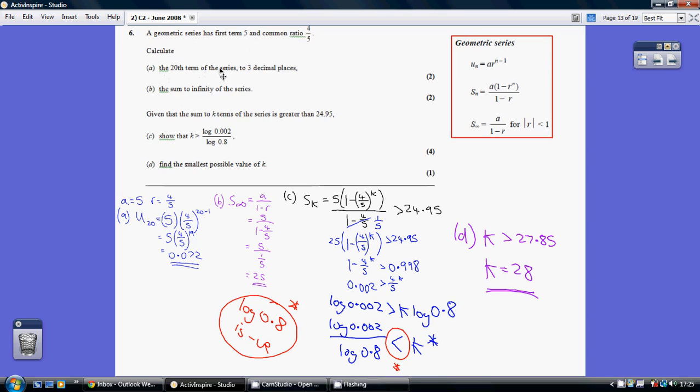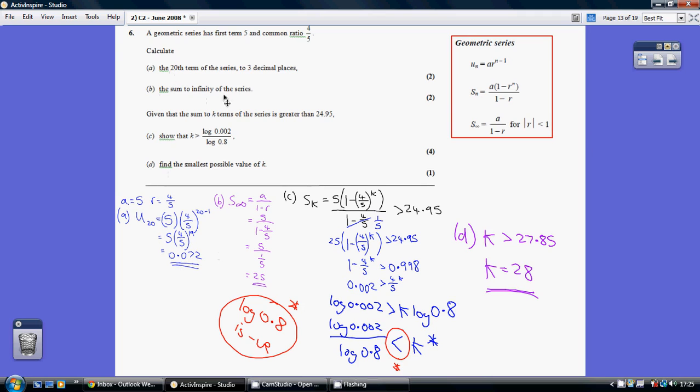We're being asked to work out the 20th term of the series, so we're using this formula which works out a specific term. So our 20th term is a, which is 5, multiplied by r, which is 4/5 or 0.8, to the power of n minus 1, so to the power of 19. So 4/5 to the power of 19 multiplied by 5 gives us 0.072.